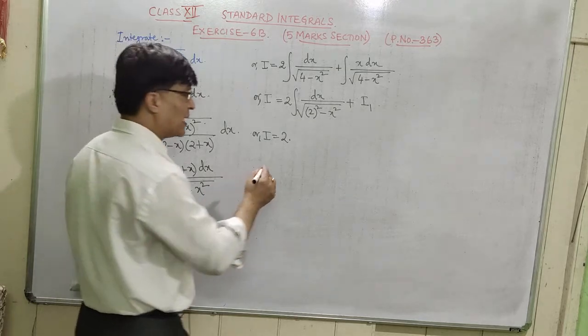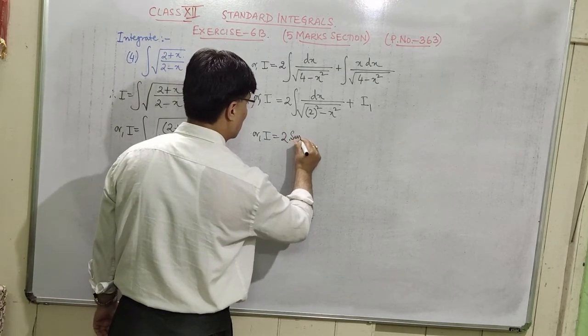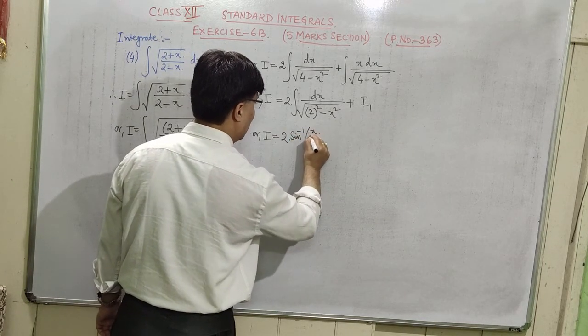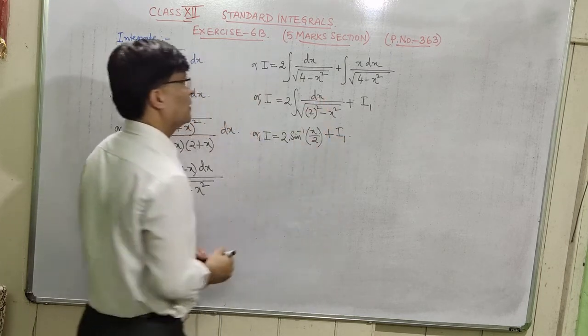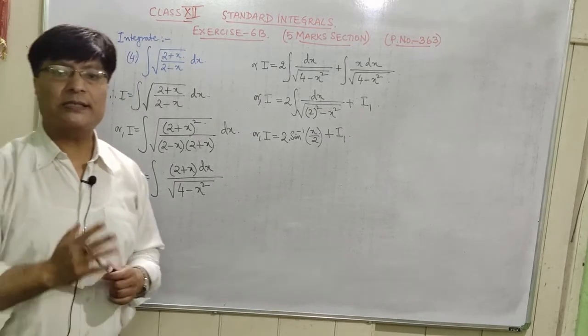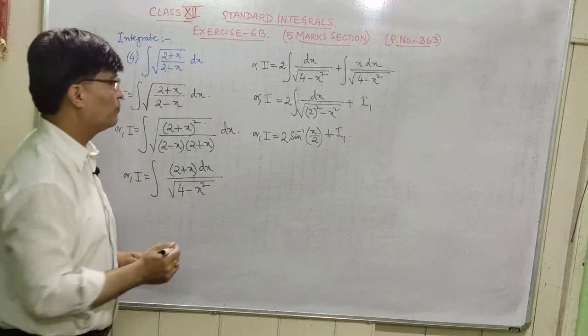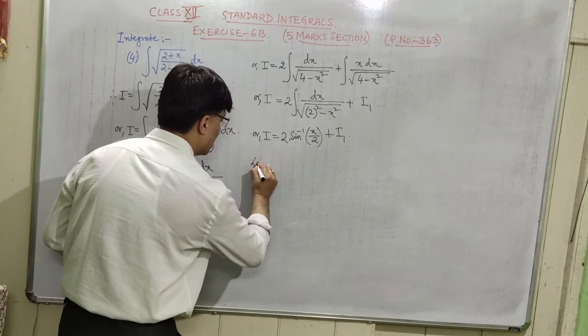So what is the formula? Sine inverse x by a. So it is sine inverse, what is x by a? It is x by 2, plus I1. Is that clear? So let us get the value for I1 now. So what is I1 here?